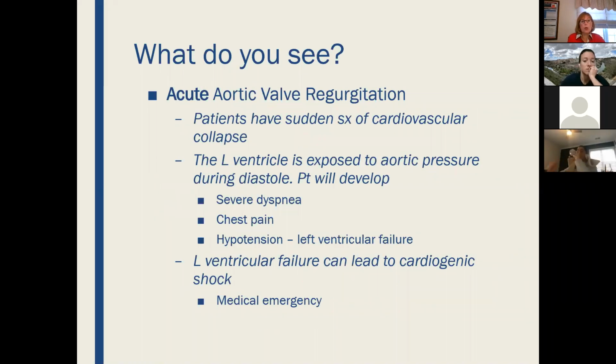Okay, so what do you do? Well, with acute aortic valve regurgitation, patients have sudden onset. Again, this is your MI person, boom. They have sudden onset cardiovascular collapse. You can't keep their BP up. You can't keep them perfusing. O2 levels are dropping. The left ventricle has this aortic pressure coming back at it. It can only do so much, and it has no time to compensate.